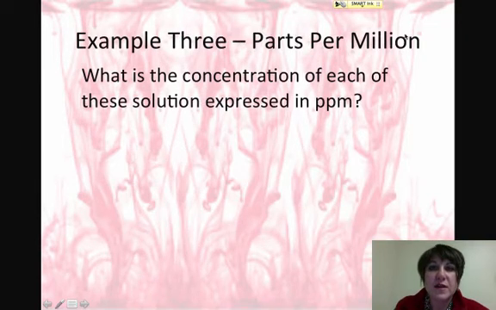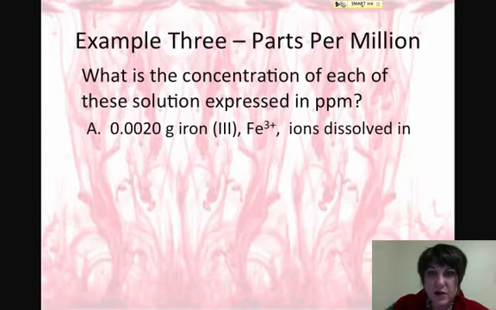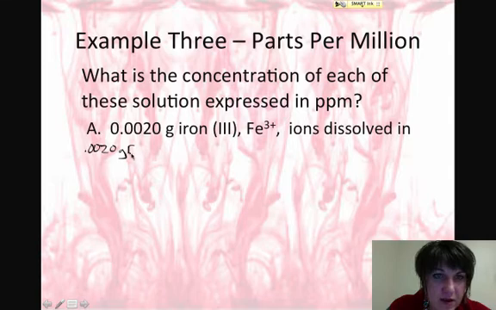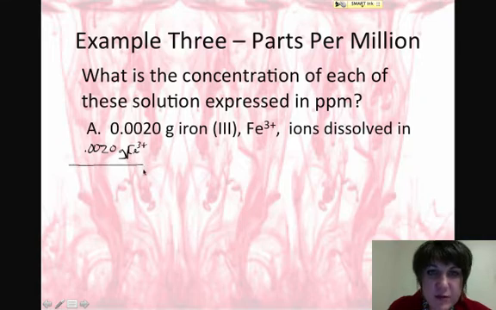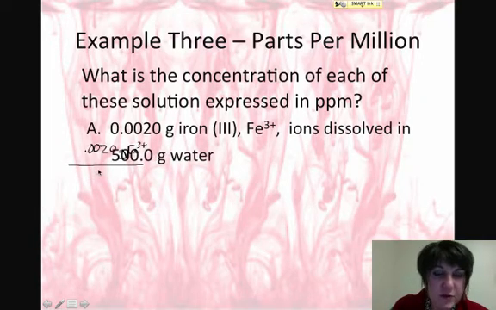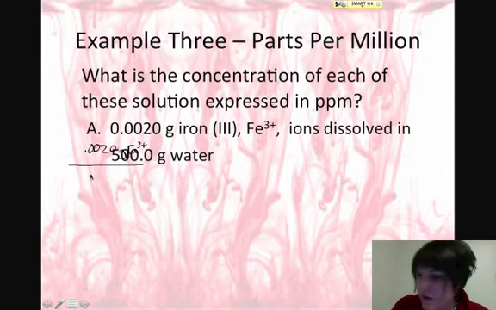Parts per million takes a similar approach. So I would take my 0.20 grams of iron, or 0.002 that is, and that's iron 3 ions, and then divide that by the total amount. Whoops, I didn't get that total amount. 500 grams of water. Oh, now I got to move that down.